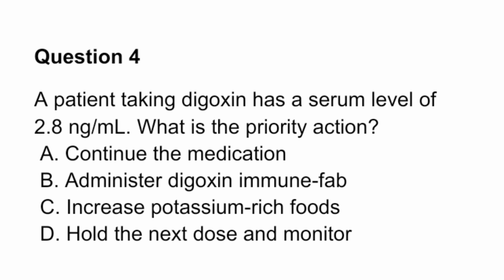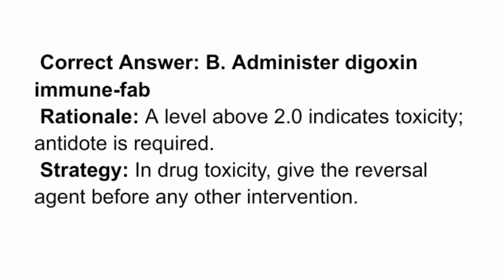Question 4. A patient taking digoxin has a serum level of 2.8 nanograms per milliliter. What is the priority action? A. Continue the medication. B. Administer digoxin immune fab. C. Increase potassium-rich foods. D. Hold the next dose and monitor. Correct answer, B. Administer digoxin immune fab.